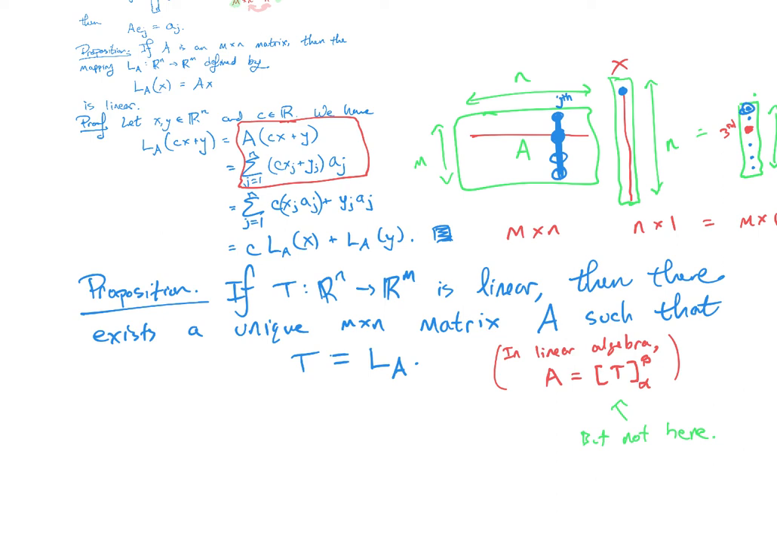So instead, we want to think about it this way. The transformation is equal to left multiplication by the matrix A. So there is a unique matrix A that makes this work. We good?